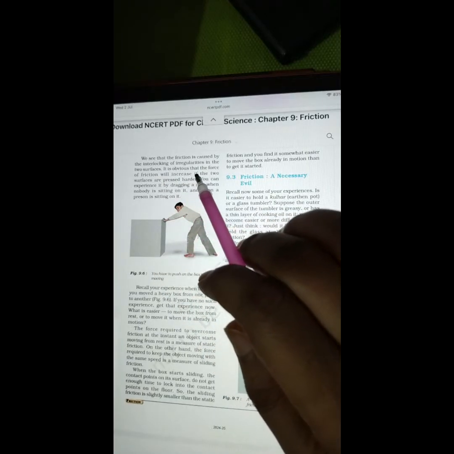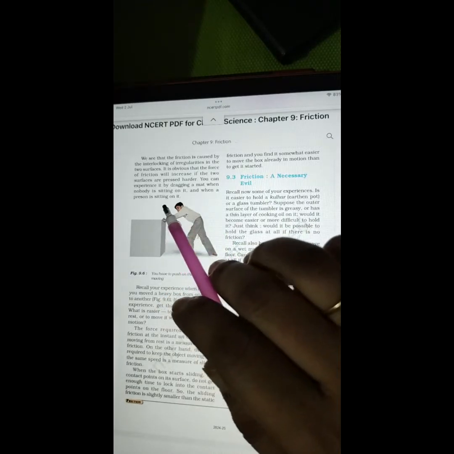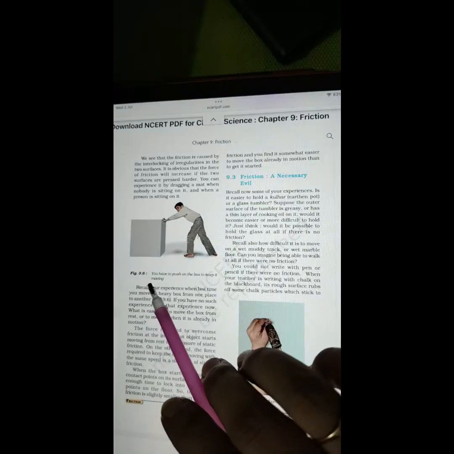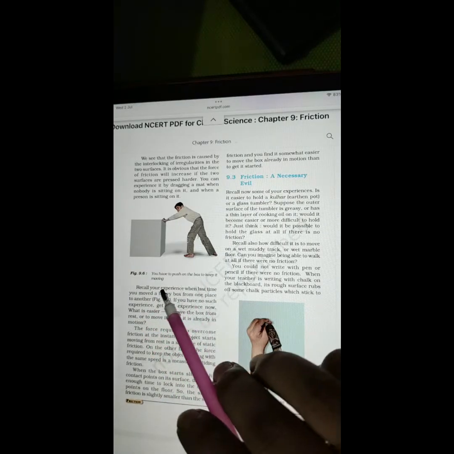We see that the friction is caused by the interlocking of irregularities in the two surfaces. It is obvious that the force of friction will increase if the two surfaces are pressed harder. You can experience it by dragging a mat when nobody is sitting on it and when a person is sitting on it. Figure 9.6, you have to push on the box to keep it moving.